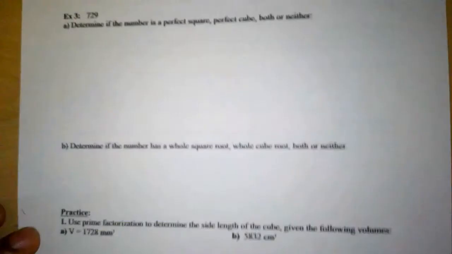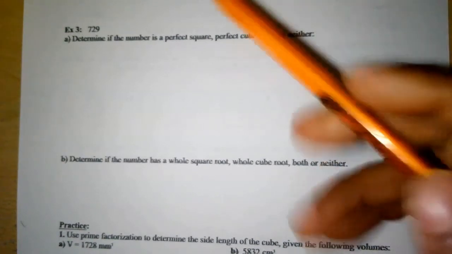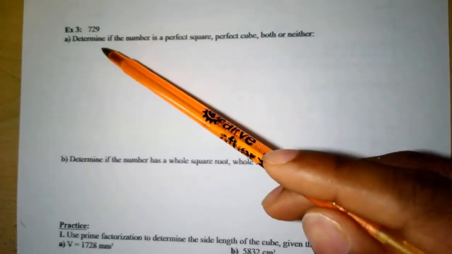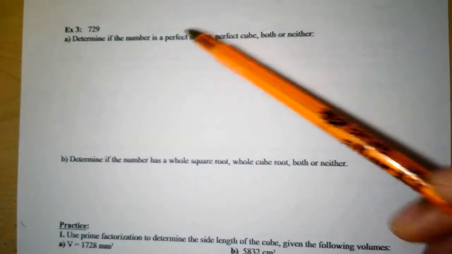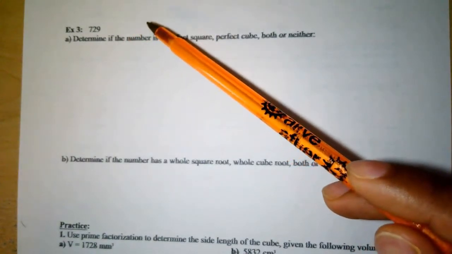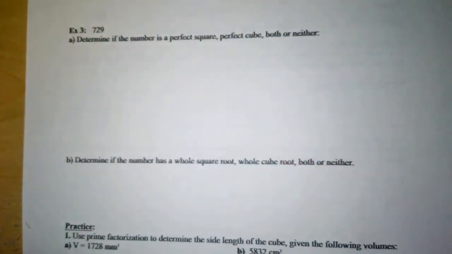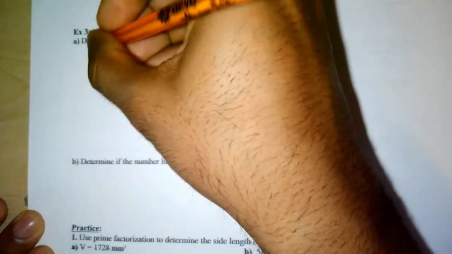Let's do that. Okay, 729. So example 729. Determine if the number is a perfect square, perfect cube, both, or neither. So again, pretend you don't have a calculator for this question. So you can't do the square root, cube root button. Otherwise, you'll know right away. But if you don't have a calculator, what are we going to do? We're going to do prime factorization.